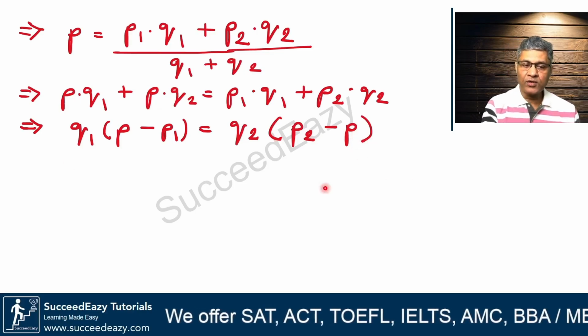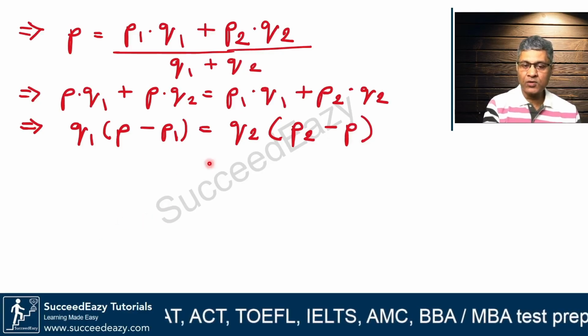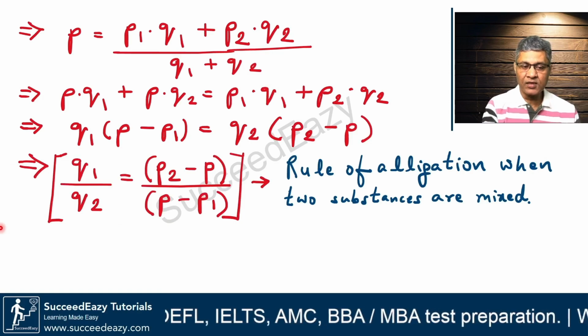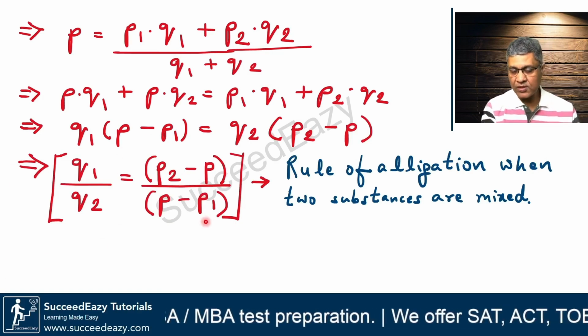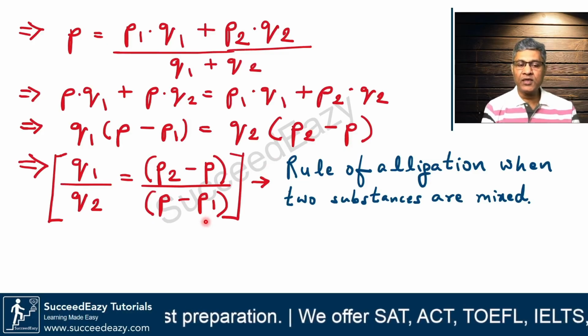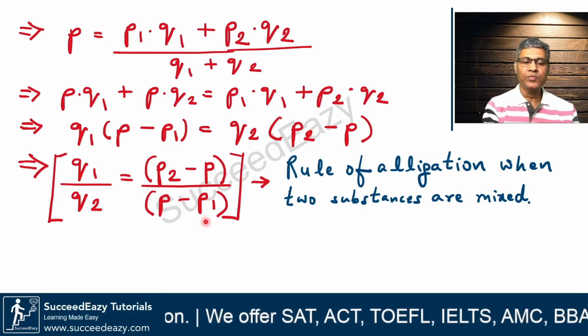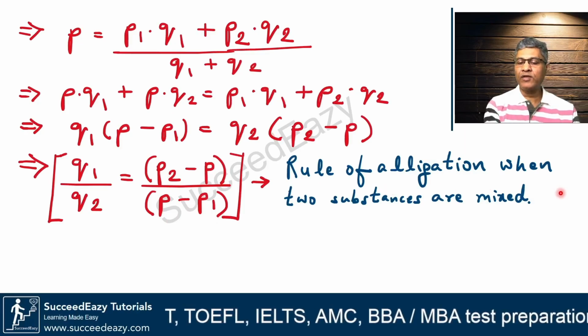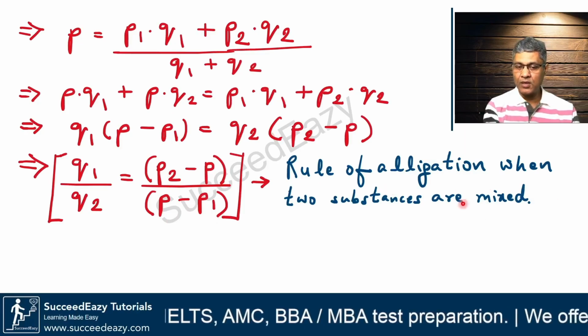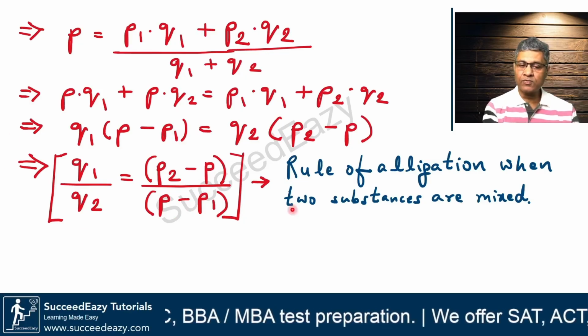Now to get the ratio Q1 upon Q2, just take Q2, bring it down on the left side. So Q1 upon Q2, P2 minus P remains as it is, P minus P1 goes down on the right side. So what you get is Q1 upon Q2 is equal to P2 minus P upon P minus P1. This is the rule of alligation when two substances are mixed. This formula is going to be immensely useful to you.